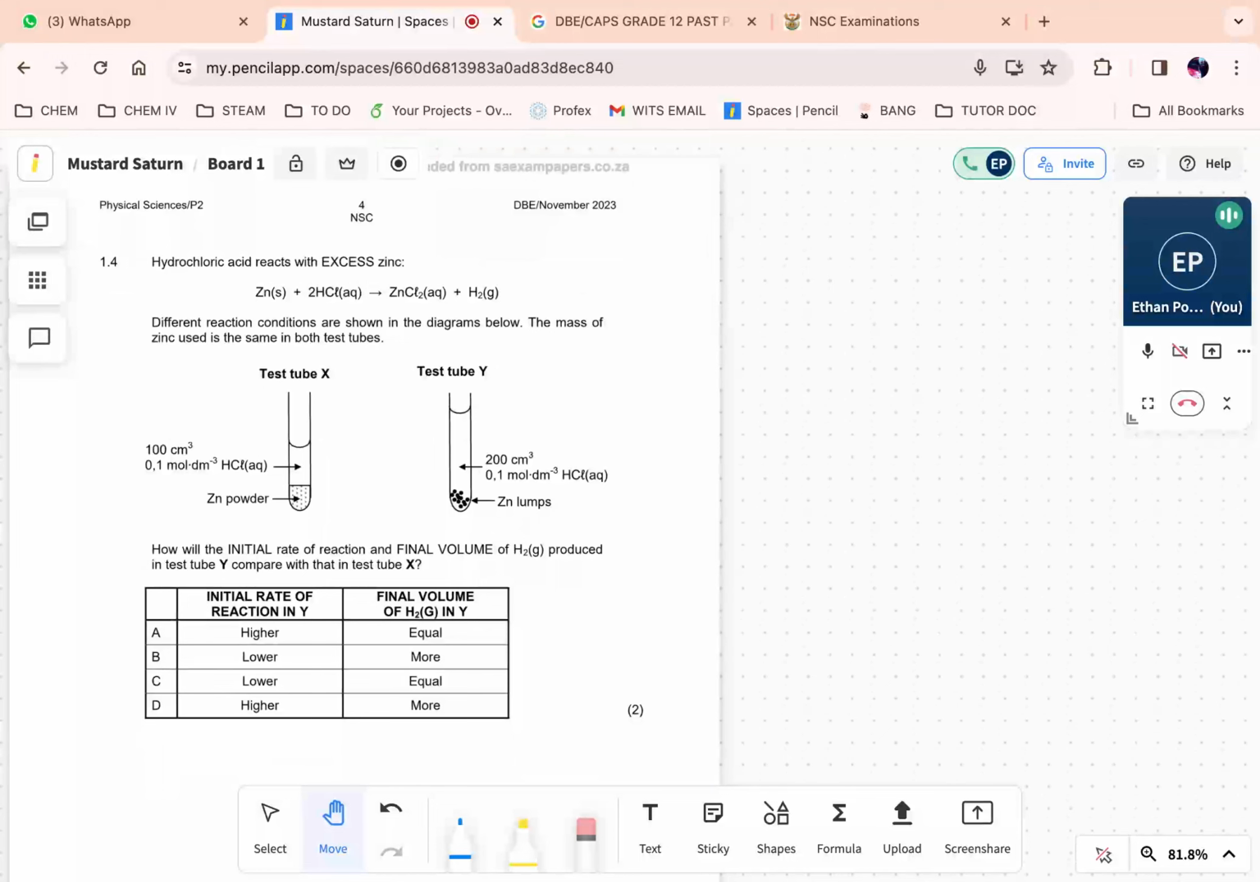So let's dissect this question and take some of the pertinent information out of it. The first thing to notice is that we have excess zinc, so the limiting reagent is the acid. Next, what's the difference here? In test tube X, we have 100 milliliters of acid, and in test tube Y, we have 200. So there's more acid in Y. Also, in X, the zinc is in powder form, and in Y, the zinc is in lumps.